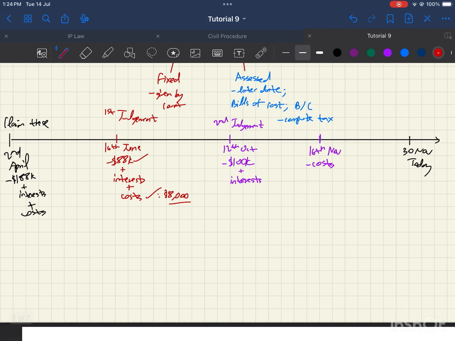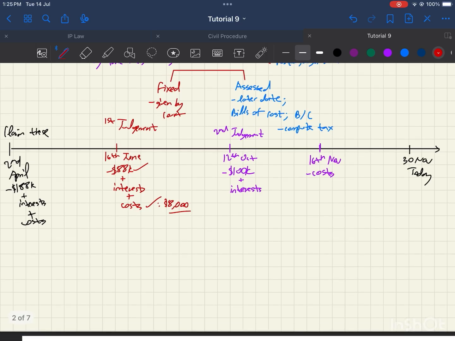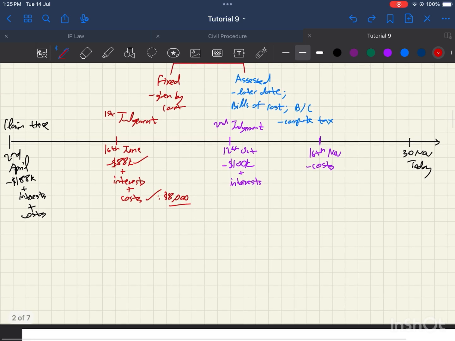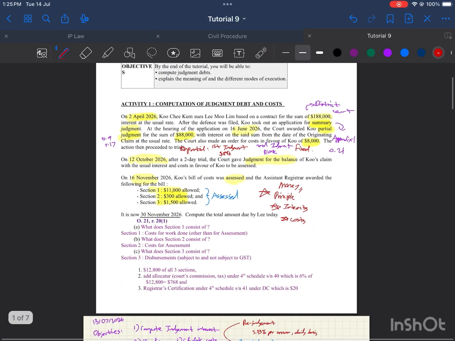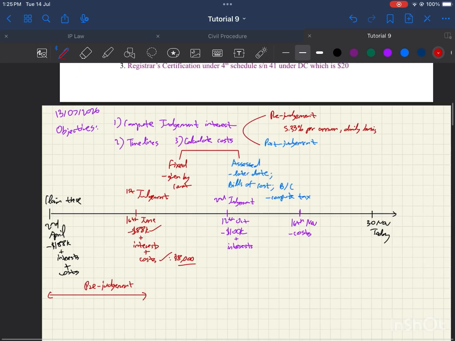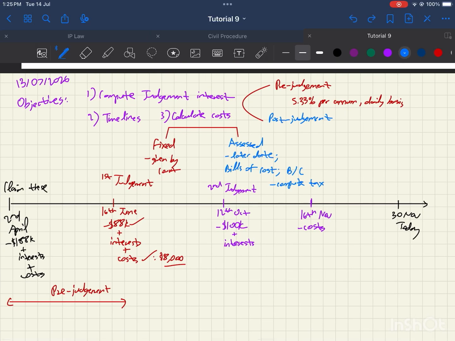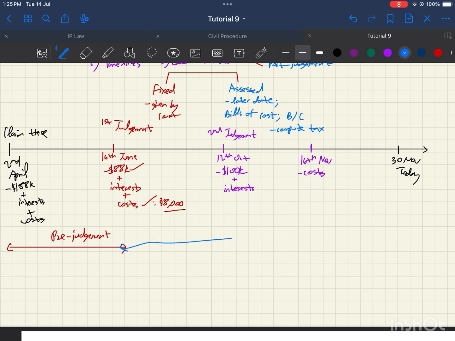Now you gotta find the interest. And how do you go about doing that? That is the question. Okay, so when it comes to interest, regardless of first or second judgment, two things you gotta always calculate. The first one is this thing called the pre-judgment interest, right? Then the second part is called, now what color did I use for post-judgment? I use blue for post-judgment.